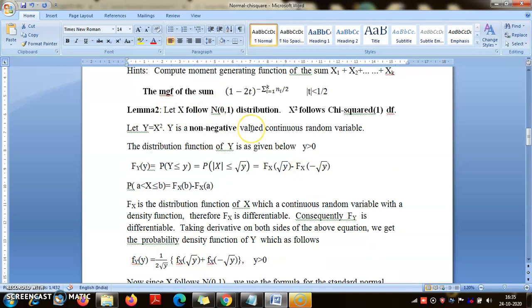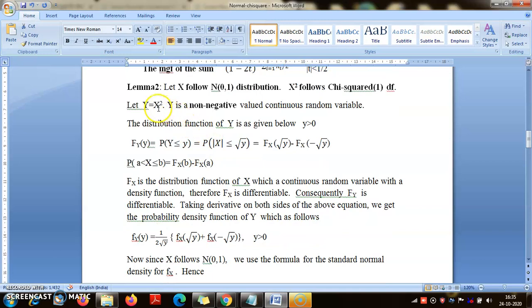Now here is the relation with normal distribution. If X follows N(0, 1), then X squared follows chi-square with 1 degree of freedom. Now this is an interesting exercise. So if X is a real valued random variable, X squared will be a non-negative valued random variable, and if X is continuous, X squared will also be continuous. Why? Because recall the definition of a continuous random variable.